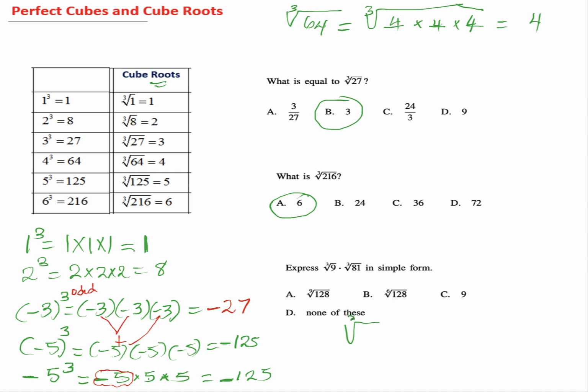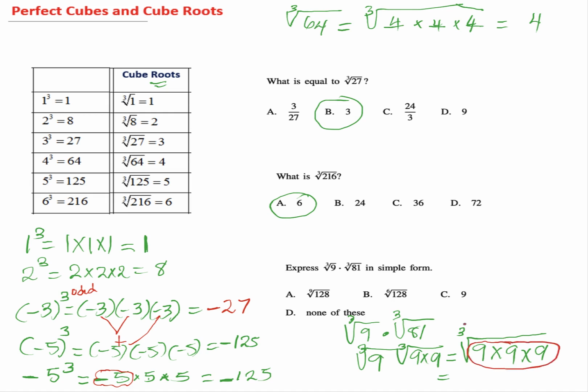Now, the last one I have here, you're doing computation. So I have the cube root of 9, which has to multiply the cube root of 81. So I see the 9 there, and I go look at the 81, and I know that 81 is 9 times 9. And then I have the cube root here of 9. Now, instead of having 2 cube roots, why not have 1 cube root? And then I have 9 times 9 times 9. So notice I have 3 of the same number, which means my answer is 9. So my answer is C.